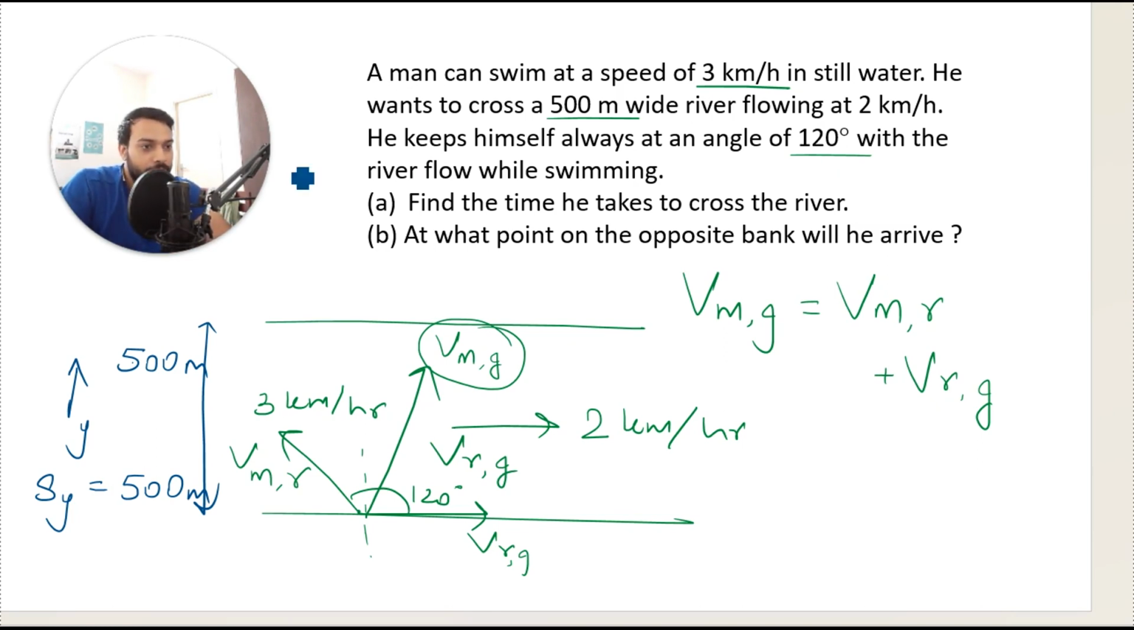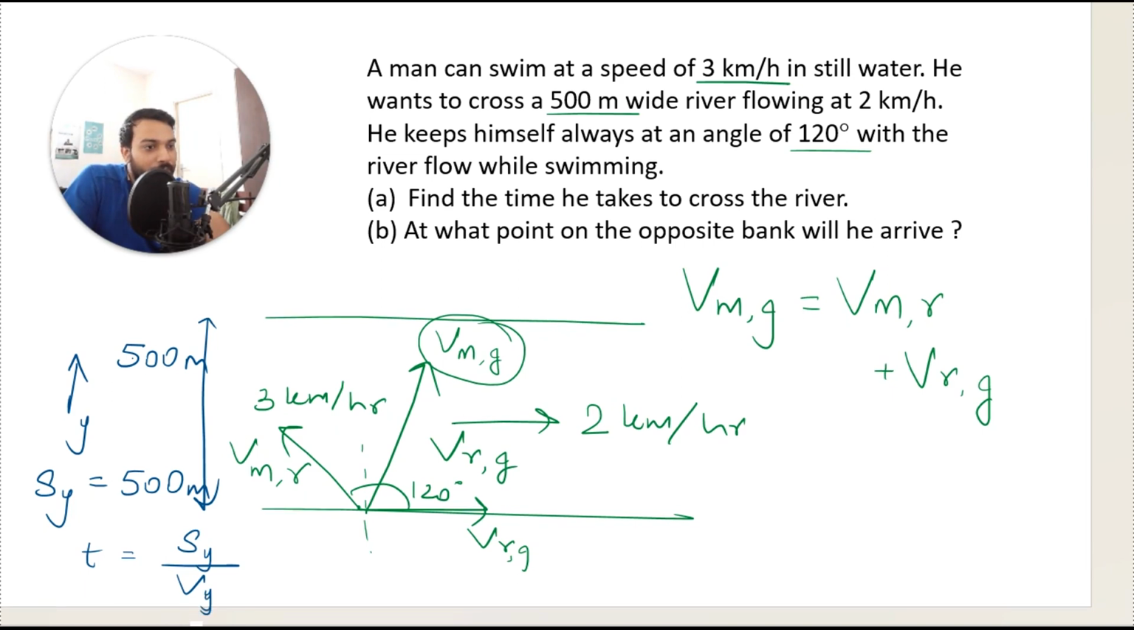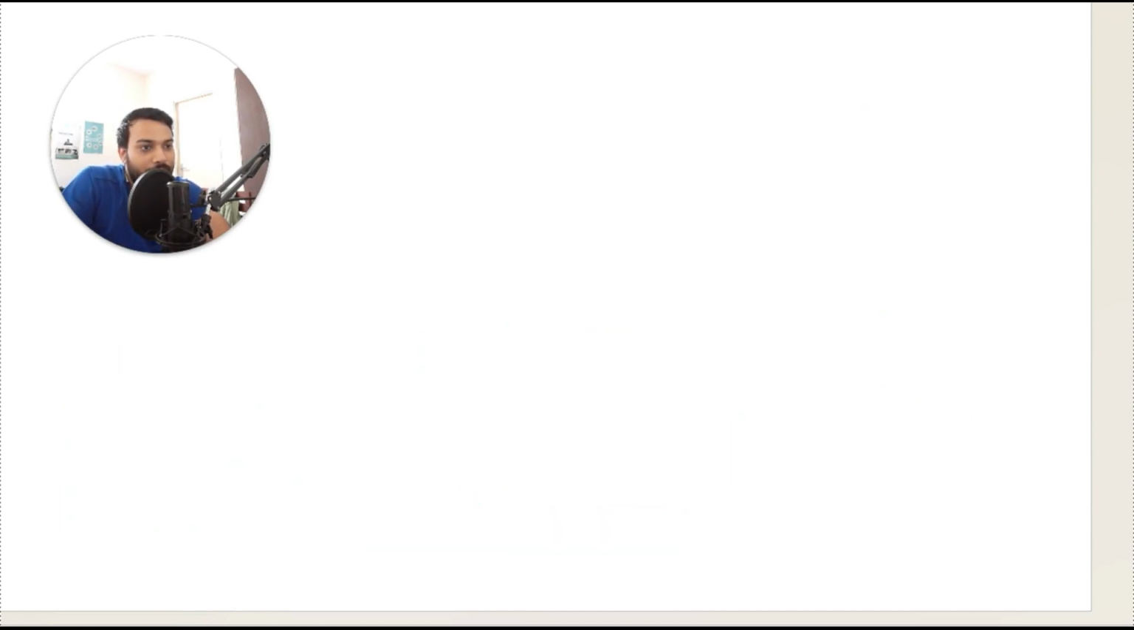Okay, so to find the time taken to cross the river, we can simply say time taken is the displacement in the vertical direction, like y direction, SY, upon the velocity, VY. The SY upon VY, that will give us the time taken. Okay, so now for that, let's figure out. So SY is 500 meters. VY, so basically the resultant velocity in the vertical direction.